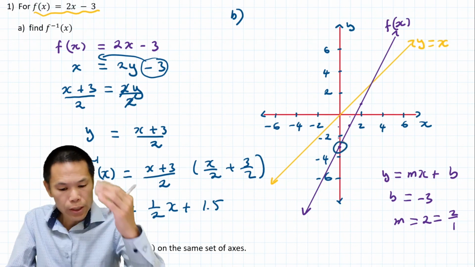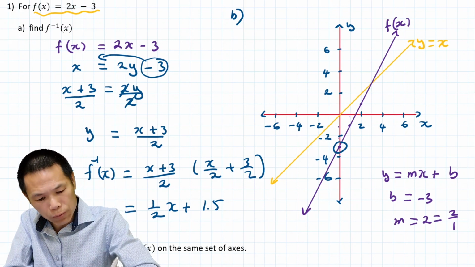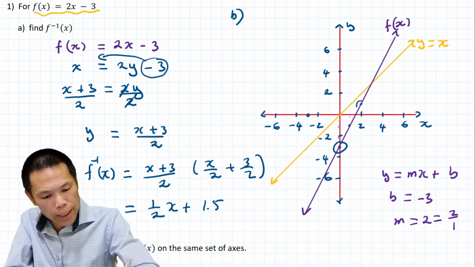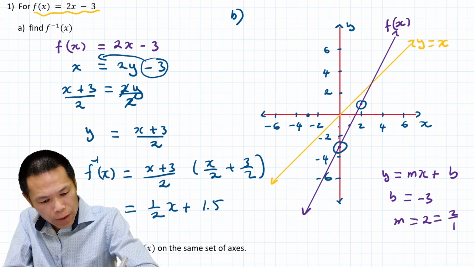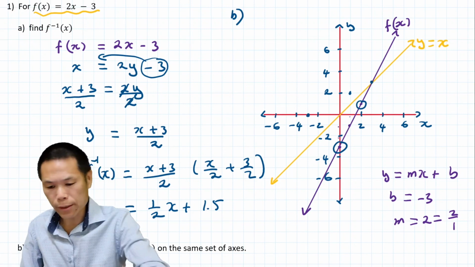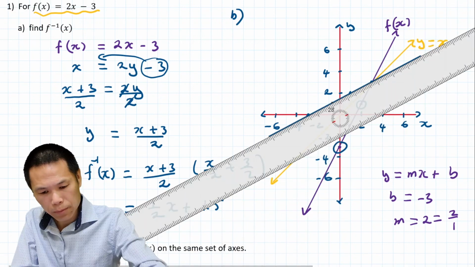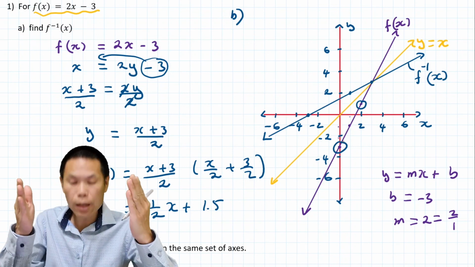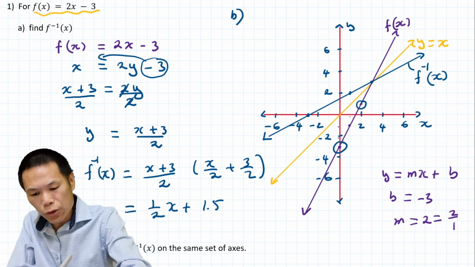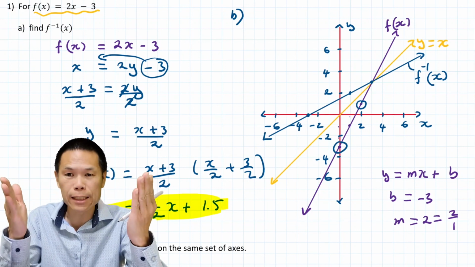So we have (0, -3), which becomes (-3, 0). And this point here is (2, 1), which becomes (1, 2). And this point here, they are the same, always. So now I just connect them together. There you go. This is the inverse function. Otherwise, you can just sketch this function and it will give you exactly the same, okay?